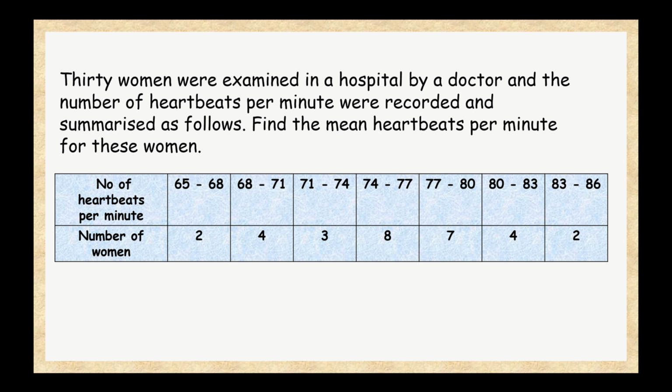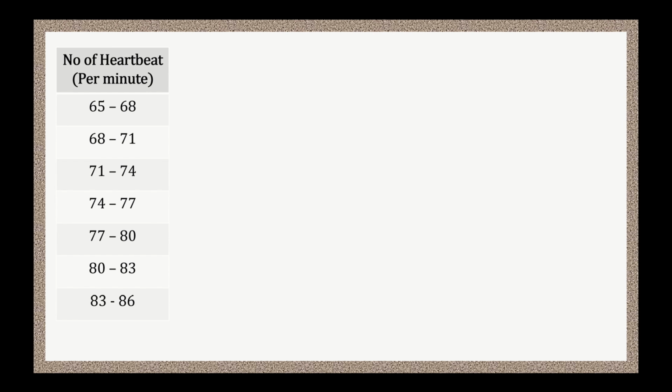30 women were examined in a hospital and their heartbeats per minute were recorded. The data was summarized in the table below. Find the mean heartbeats per minute for these women. Now let's break down the problem. What is given? The number of heartbeats per minute. This will be our x. The number of women. This represents the frequency of each class interval. By using the direct method, let's calculate the mean heartbeats per minute for these women.